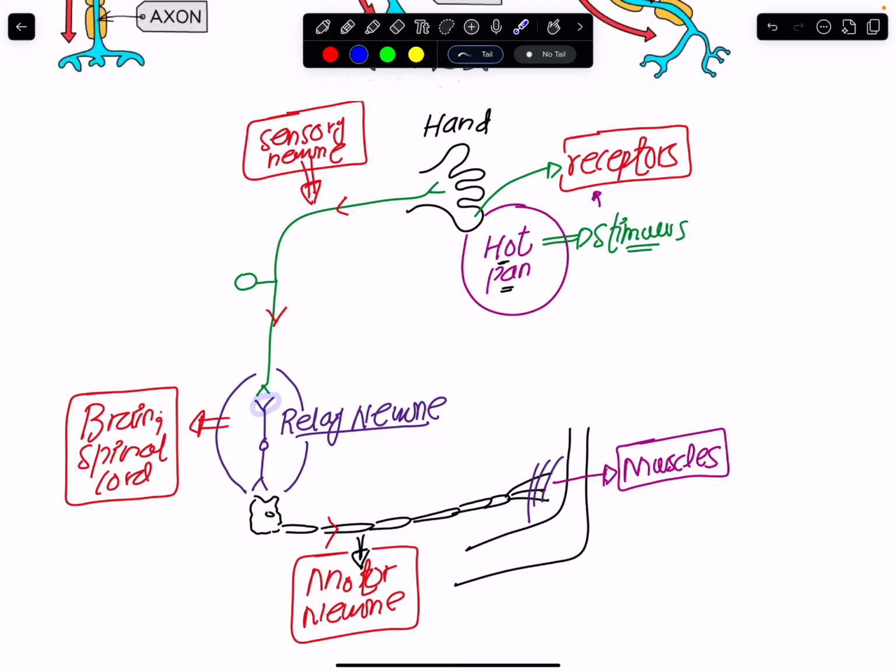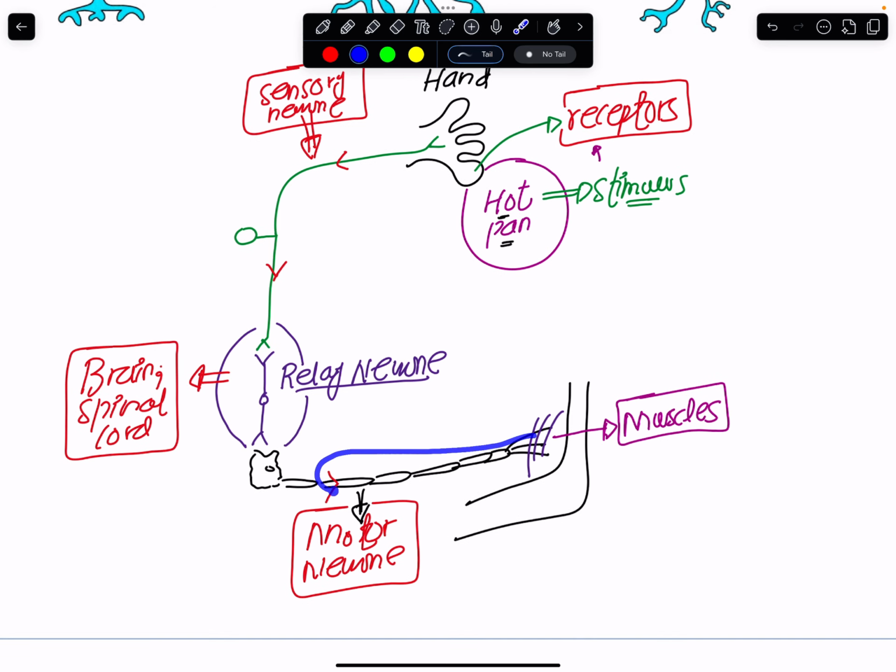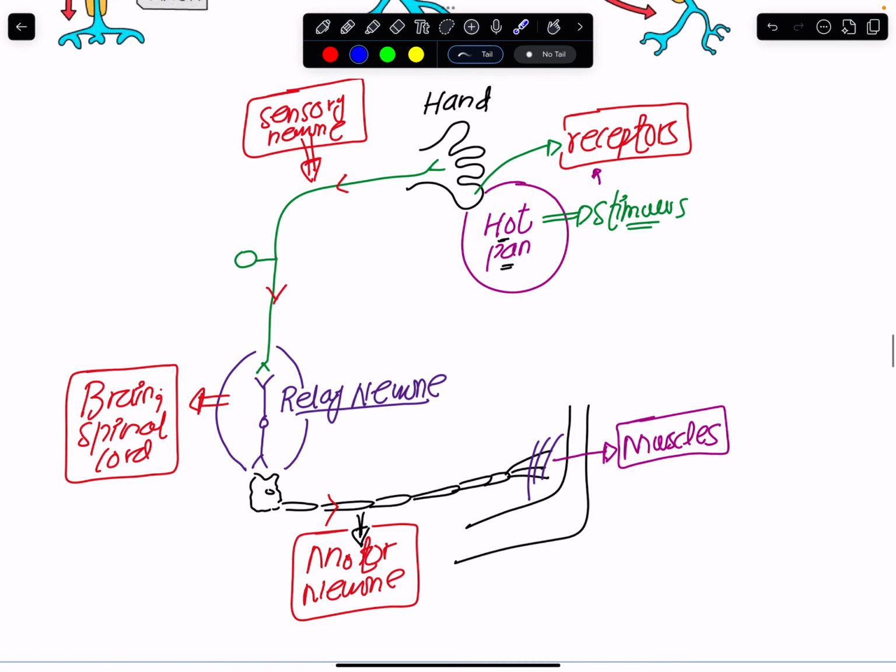And likewise, if I talk about the motor neuron, its dendrite would be making contact with the dendrites of the relay or intermediate neuron. And the axon of the motor neuron, being long, would go further on to make the connection with the effectors of your body. So I hope you are very clear about the structures of the neuron, how they look under the microscope, and how their structure is related to the function.